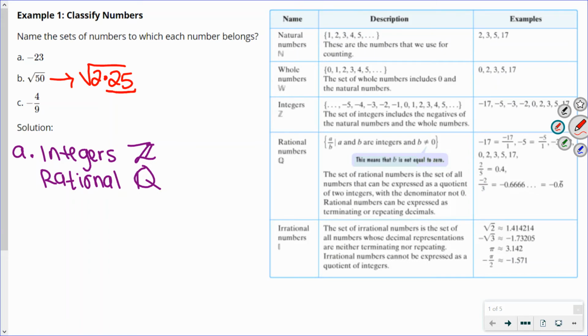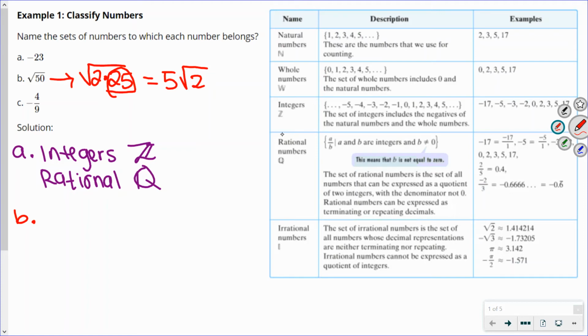If I take the square root of 25, I get 5. 2 is not a perfect square, so it stays inside of the radical. So the number square root 50 is the number 5 square root 2. We know this is not a natural number. This is not one of our counting numbers. It's not a whole number because this square root 2 is going to be some kind of decimal. If it's not a whole number, it's also not an integer.